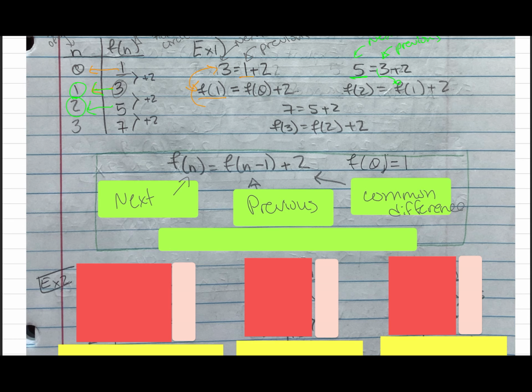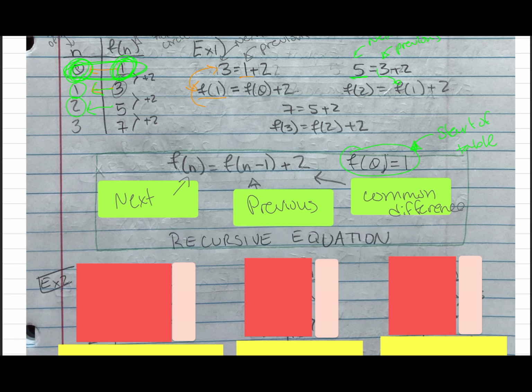We also, in this type of formula, have to give the start of our table. And I got that information from right here. F of 0 equals 1. Now this thing that we just wrote out, this is called the recursive equation or the recursive formula. It's very common. We see it a lot.